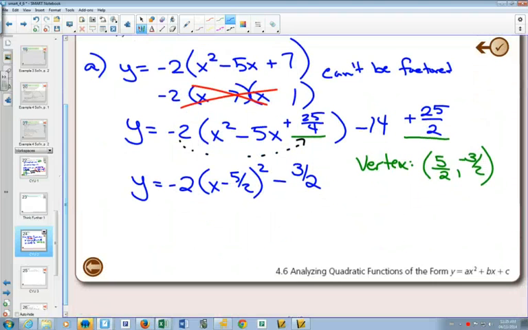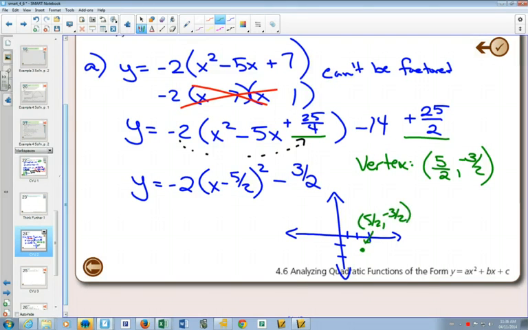So when we go to graph this, 5 over 2 is 2.5. Negative 3 over 2 is negative 1.5. So our vertex would be 2.5, comma, negative 1.5, right there. Is our graph going up or down? Going down. You would label your point 5 over 2, comma, negative 3 over 2 on your graph.